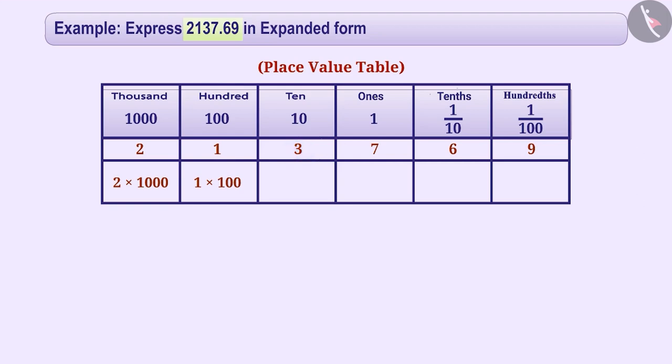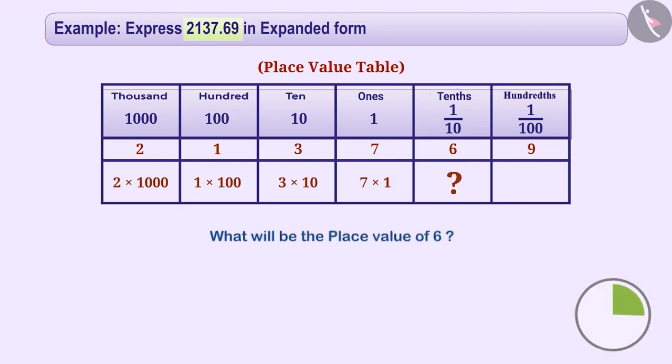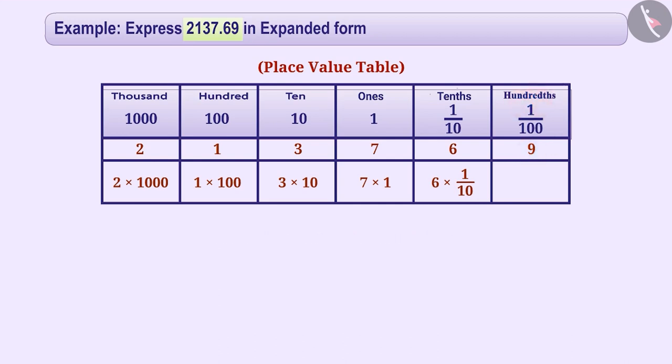Following it, the value of 3 is 3 into 10. The place value of 7 is 7 into 1. Can you tell what will be the place value of 6 here? Give it a thought. Absolutely correct. 6 is in the decimal ones place, so its place value is 6 into 1 upon 10. Similarly, 9 being at the place of decimal 2, its place value will be 9 into 1 upon 100.